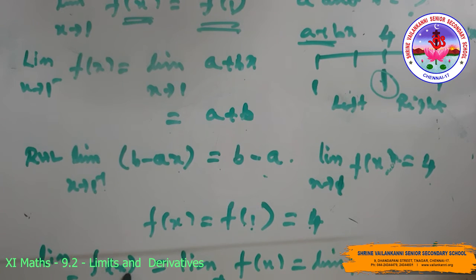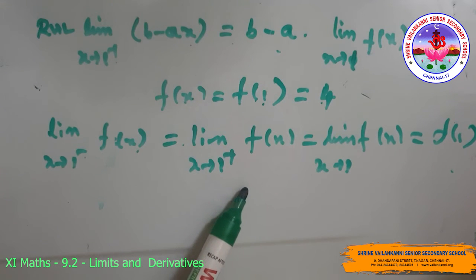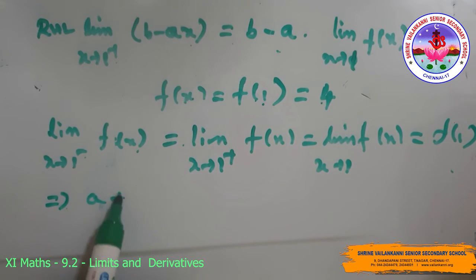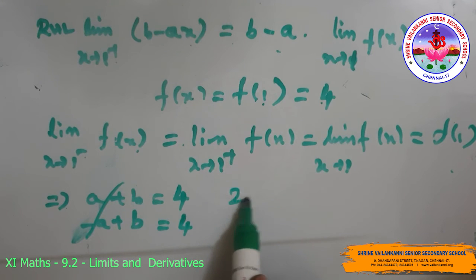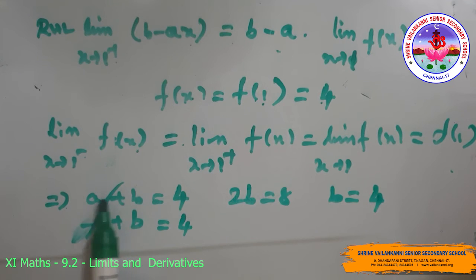Limit x tends to 1 minus f of x is equal to limit x tends to 1 plus f of x, which is equal to limit x tends to 1 f of x, which is equal to f of 1. Left hand limit equals right hand limit, which equals limit of f of x. So we get a plus b equal to 4 and b minus a equal to 4. Cancelling a, we get 2b equal to 8. So b is 4. Put b equal to 4 in the first equation and we get 4 minus 4, so a equal to 0. The possible values of a and b are 0 and 4 respectively.